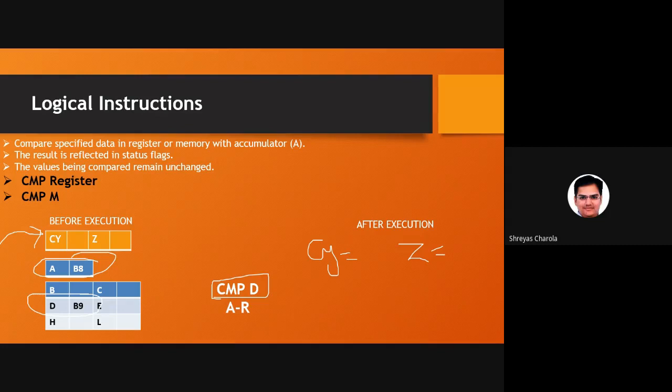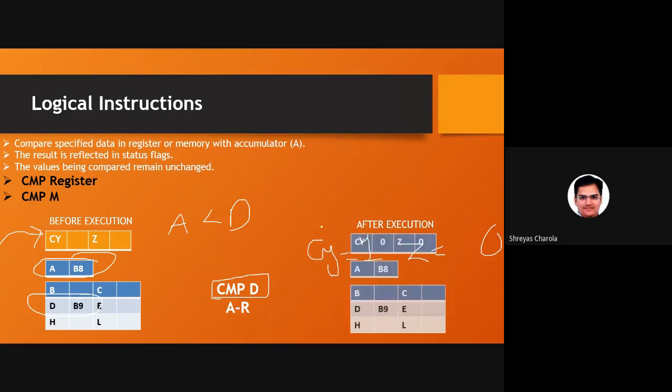Carry will be 1. Why? Because A is less than D. The carry will be 1 and the zero flag will be 0. This is the situation. Here it is mentioned wrong; this should be 1.